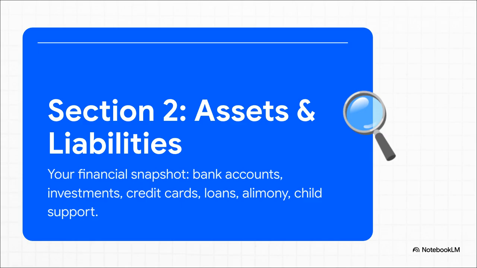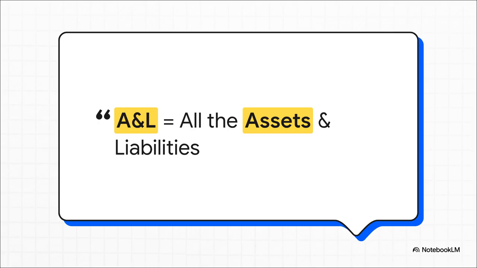Okay, next up we're getting into the real meat of it. Section 2, your financial snapshot. This is where you lay it all out on the table. We're talking assets, what you have, like savings accounts, investments, your 401k, and your liabilities, what you owe, like student loans, car payments, or credit card debt. To lock this one in, just think, A and L equals all the assets and liabilities.